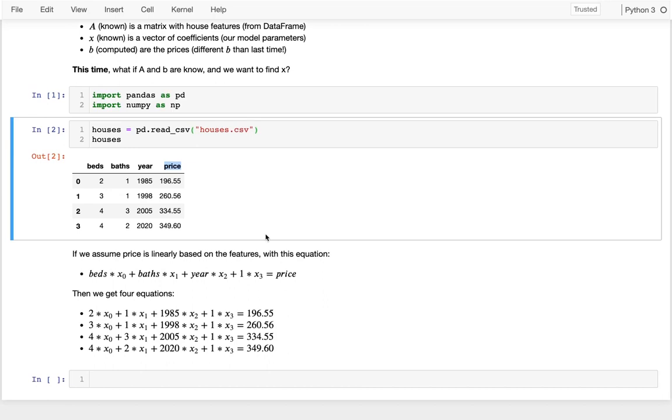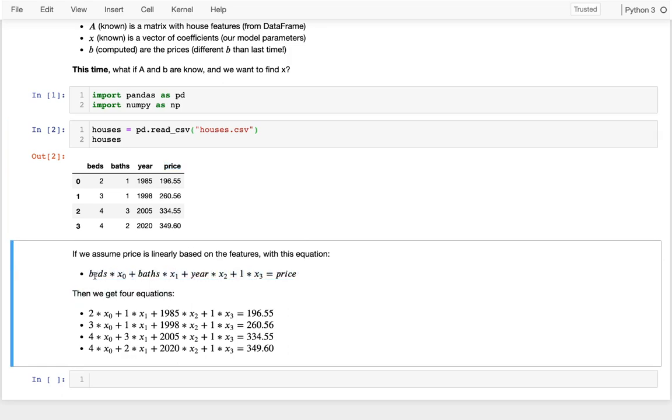Now, we could assume different models or different relationships between these columns, but we're going to assume a linear model. And what that means is we're going to assume that there are some x values that work out like this. I multiply the first column by x0, the second column by x1, the third column by x2, and I add all those things up, and then I also add in some constant factor, and that's the price. That's the equation we're working with.